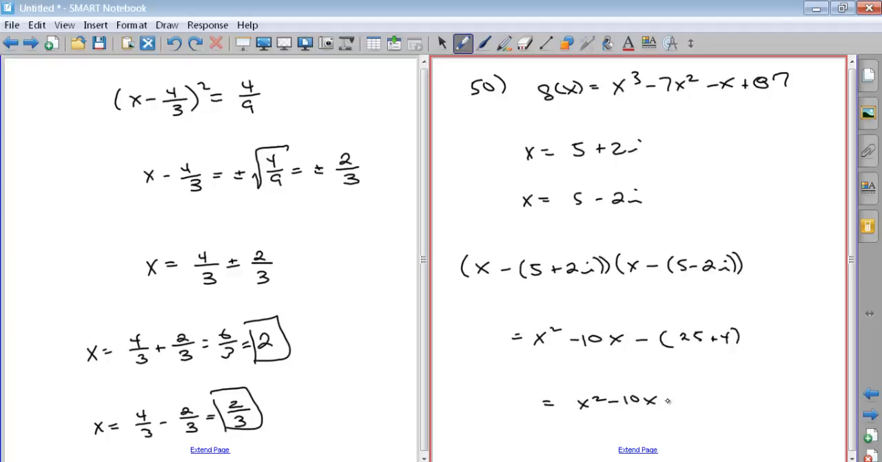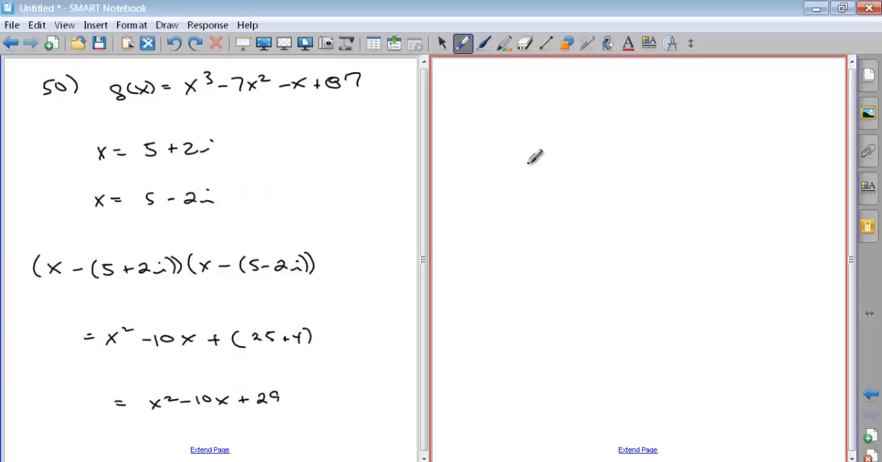I think the answer is going to be that. Actually, it's going to be positive because you have a negative times a negative, so that's positive. I knew I made a mistake because you never have a negative sign here if you end up with complex roots. Okay, so now we do the same thing we just did.